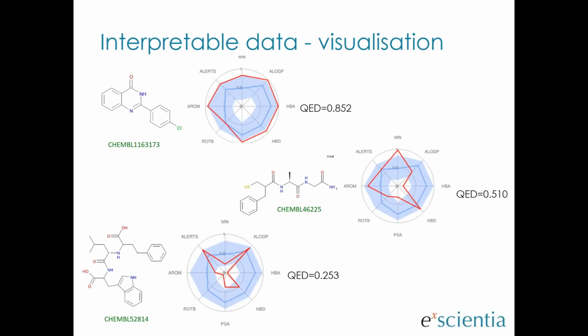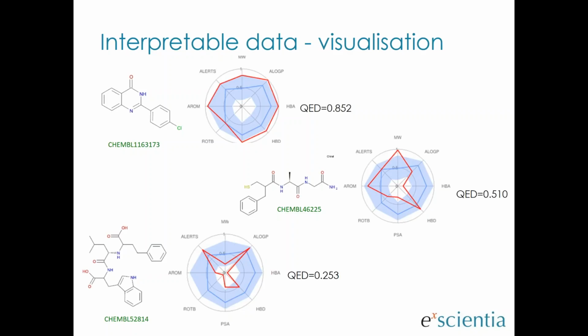But one approach we wanted to take was to avoid having a black box, and you want to be able to understand why you get a certain score. So here are 3 compounds with different QED scores and a radar plot. Each of the axes on this plot is one of the 8 properties. The red line is the compound we are interested in. The dark blue line is the median from ChEMBL, and the blue shade is the ChEMBL distribution. So we get an idea where other compounds are.